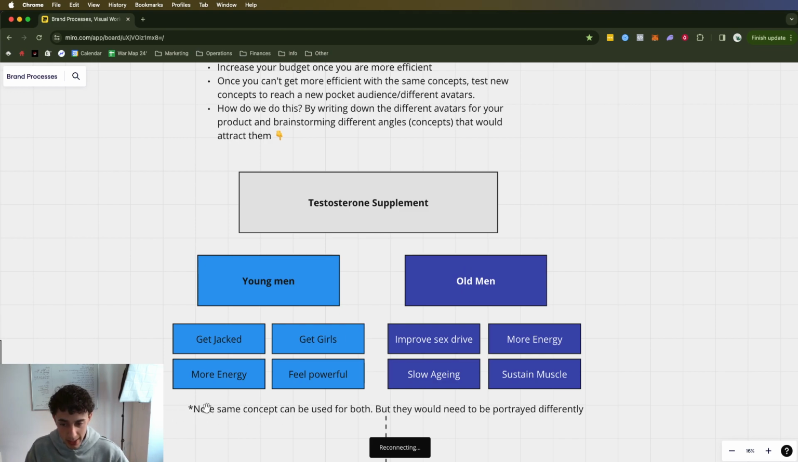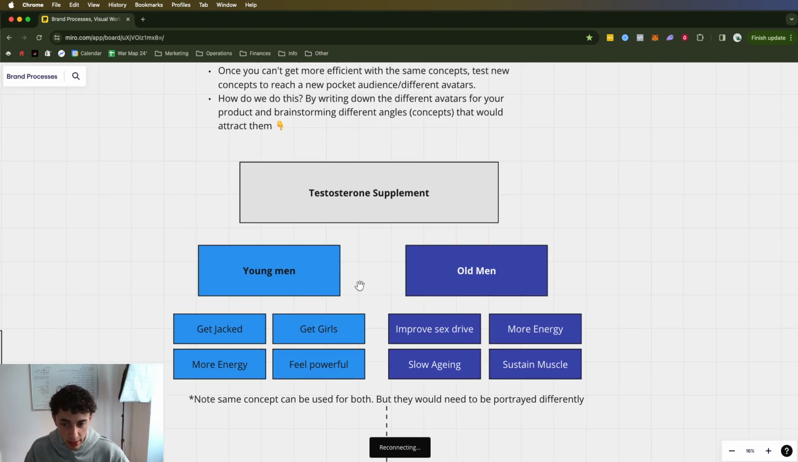Now, note, the same concept can be used for both avatars, but they would need to be portrayed differently. So for example, more energy for young men and more energy for old men. The difference is, in your ads, you would have to portray these differently. In this ad, you would need a young, fit man who has tons of energy, maybe at the gym or working out or going on a run. If you have an old guy, you need an old guy in the ad. And you need to show him on a happy walk smiling with his wife or something. More energy. Point is, you need to portray them differently, because this is how you target different pocket audiences, okay?